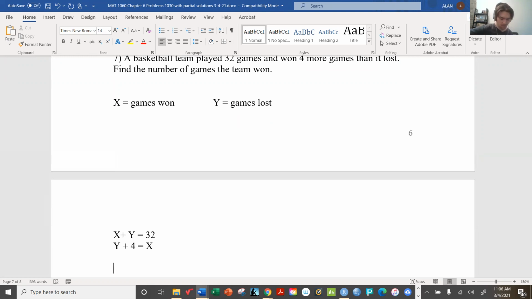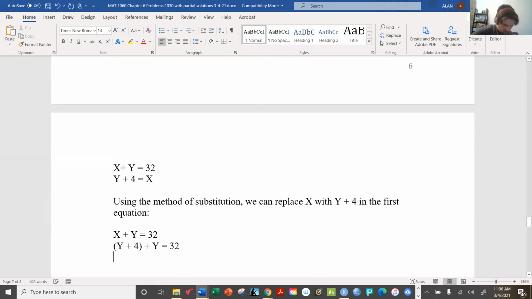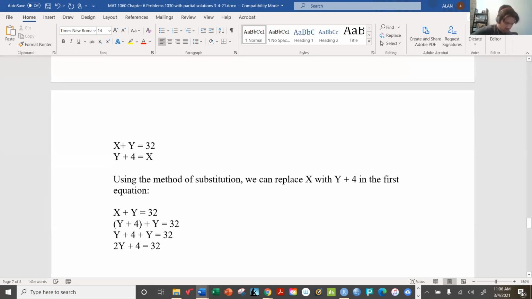All right, now, using the method of substitution, we can replace x with y plus 4 in the first equation. The first equation is x plus y equals 32, and that x now becomes y plus 4. So therefore, y plus 4 plus y equals 32. 2y plus 4 equals 32. We subtract the 4 from both sides.